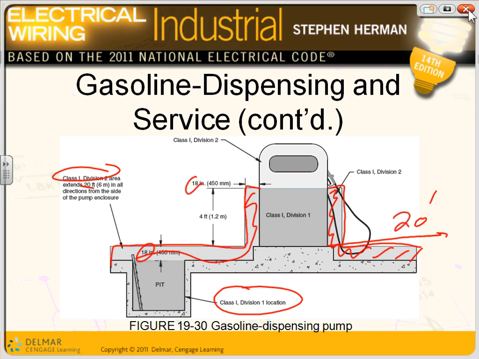Inside the pump itself, if you have the controller and everything else inside the pump, these are listed material, guys. You're dealing with gasoline here and diesel, well, gasoline at this point. So that would be a class 1 div 1 location, so it has to be rated for class 1 div 1 location. So that's your gas station.